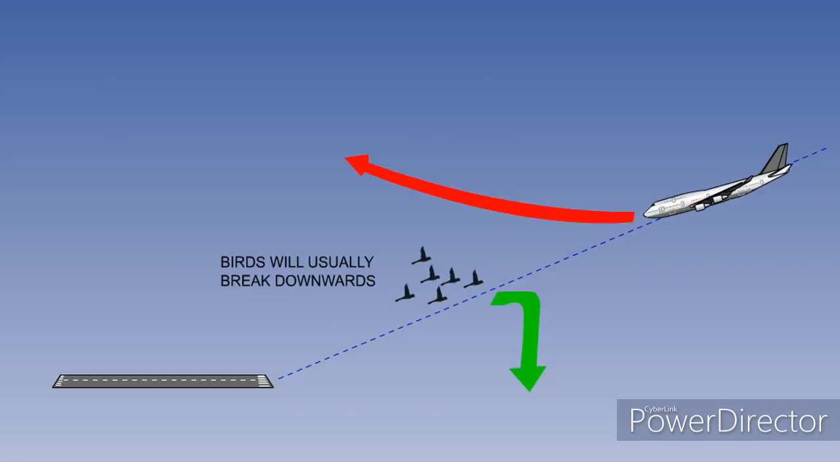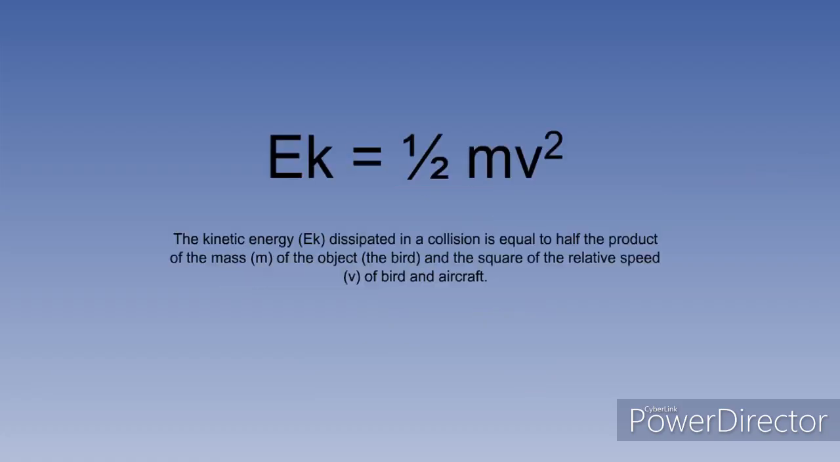When birds sense a threat or approaching object, and this is usually by seeing it, they will tend to evade downwards, so pilots should be prepared to pull up. The kinetic energy generated by a bird hitting an aircraft varies with the mass of the bird and the square of the speed of impact. The more significant factor is the speed, so pilots should slow down if possible.